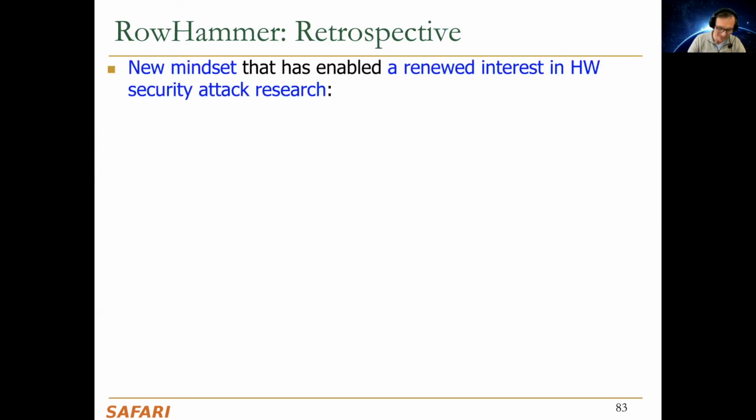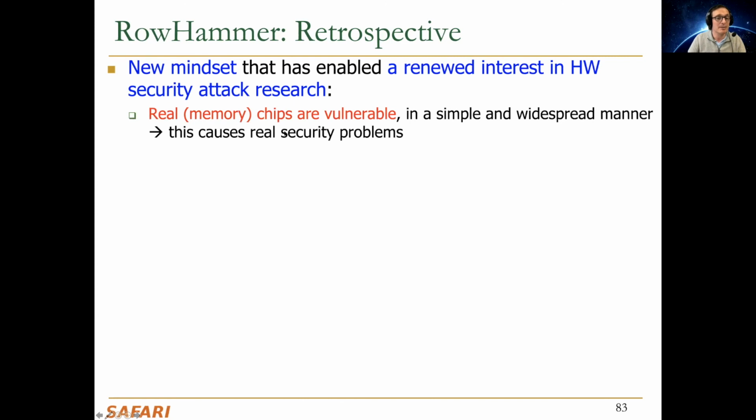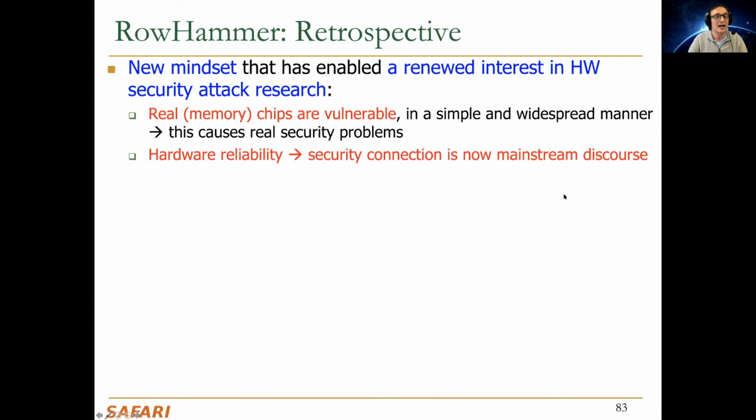Wow, I still have more slides, but let me quickly conclude the rest of this also. But basically, RowHammer has enabled that mindset, in my opinion. A new renewed interest in hardware security attack research. Real memory chips are vulnerable in a simple and widespread manner. This causes real security problems. Hardware reliability to security connection is now mainstream discourse. So software engineers at some point never really cared about hardware reliability. But after RowHammer, there were a lot of security engineers who really started caring about hardware, which is really, really interesting. And now there are many new RowHammer attacks.